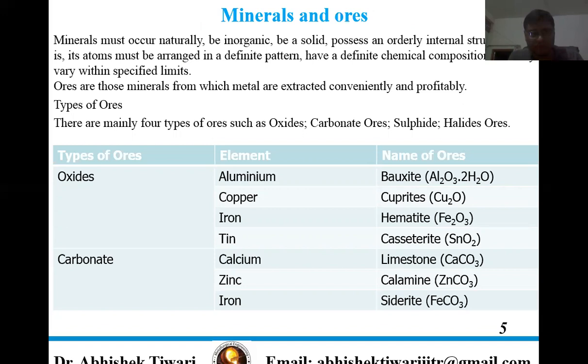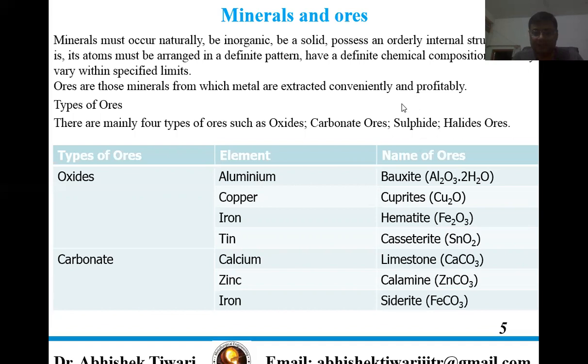So, what are the different ores for various metals? They occur in different forms like oxide, carbonate, sulfide, and halide ores. In the form of oxides, aluminium occurs as bauxite, Al2O3.2H2O, copper as cuprite, Cu2O, iron as hematite, Fe2O3, and tin as cassiterite, SnO2. Carbonate ores: calcium occurs as limestone, CaCO3, zinc as calamine, ZnCO3, and iron as siderite, FeCO3. And sulfide ores.